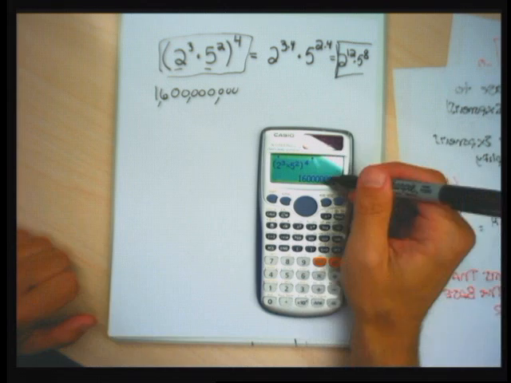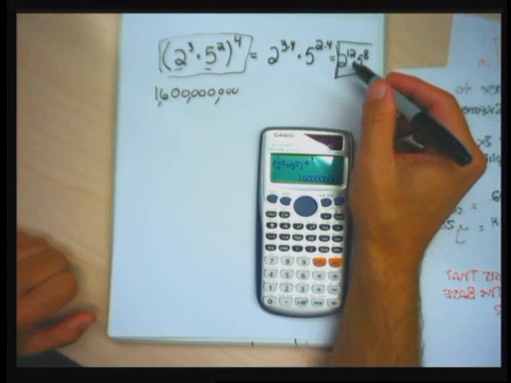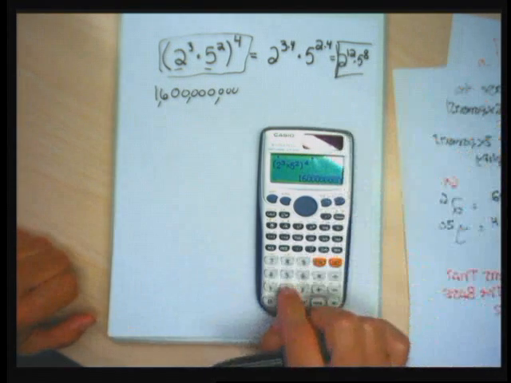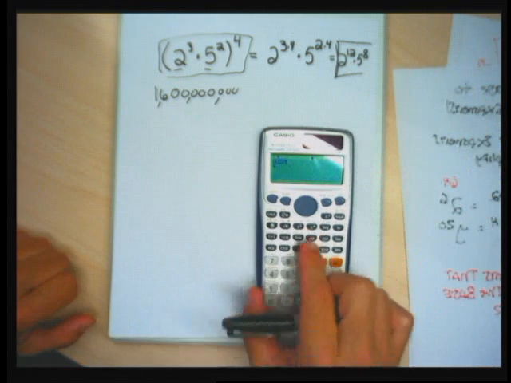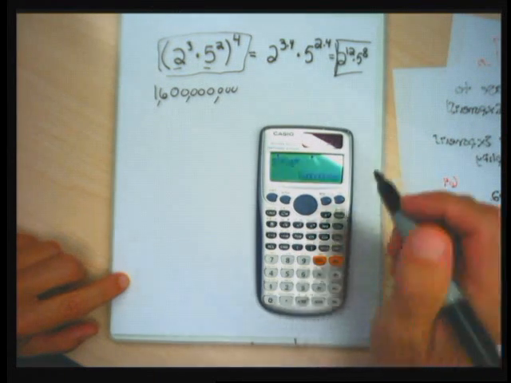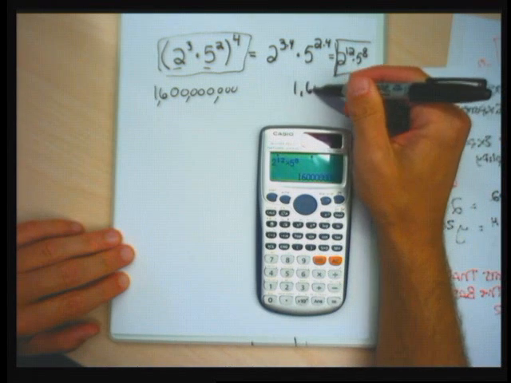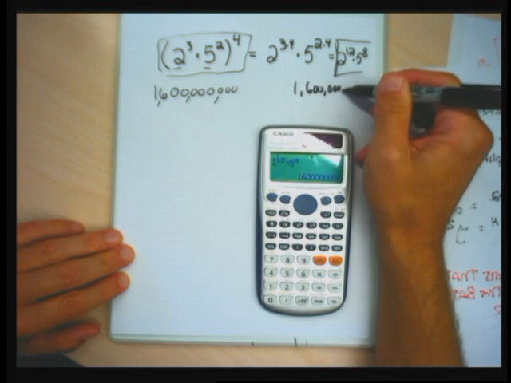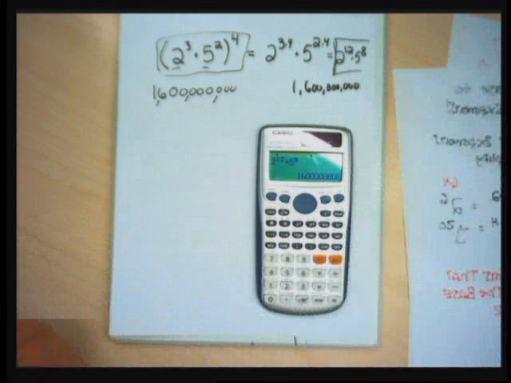1,600,000,000 if I did that right. I'm going to do the same thing with this. So I'm going to go 2 up arrow 12th power times 5 up arrow 8th power, and I get the same 16 followed by 8 zeros because these are equal to each other.